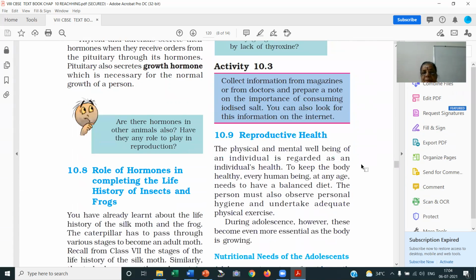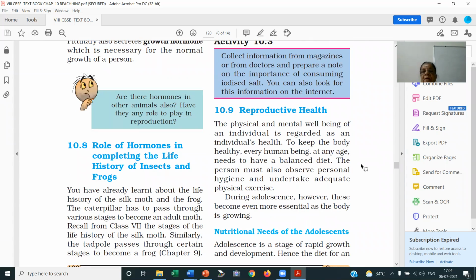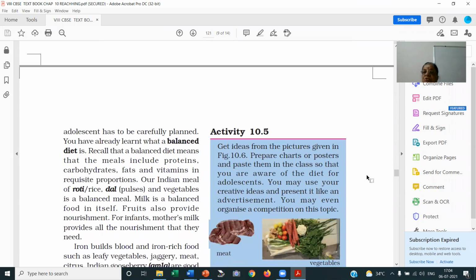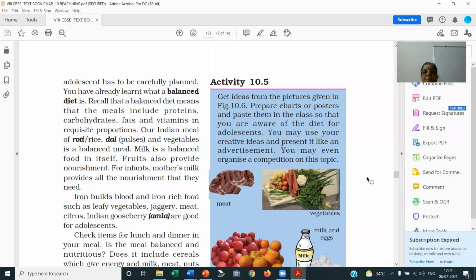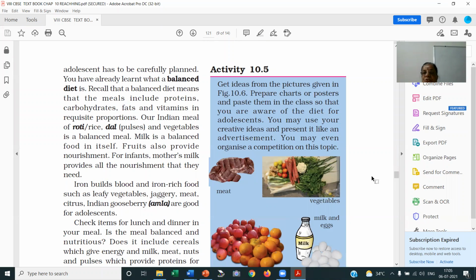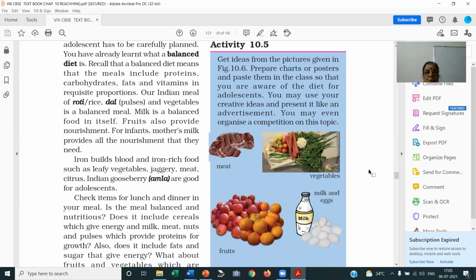These are the descriptions. Then come to reproductive health. Physical and mental well-being of an individual is regarded as reproductive health. To keep the body healthy, every human being at any stage needs to have a balanced diet. The person must observe personal hygiene and undertake adequate physical exercise. Nutritional needs: avoid junk food and eat a balanced diet. In the pictures of a balanced diet, you should have an organized diet and keep your body with a good physique.